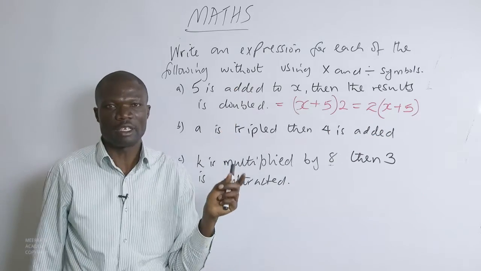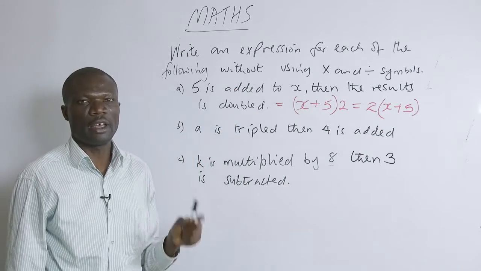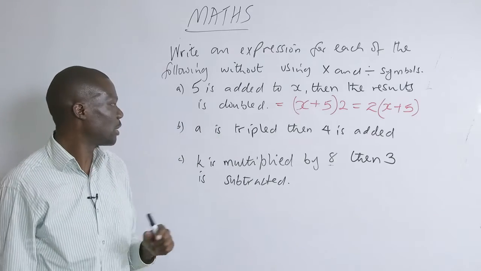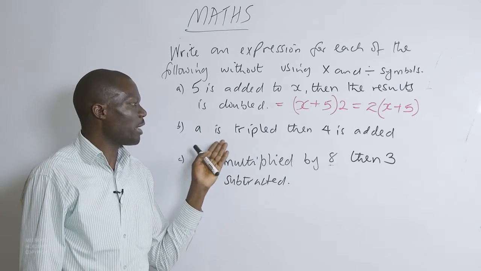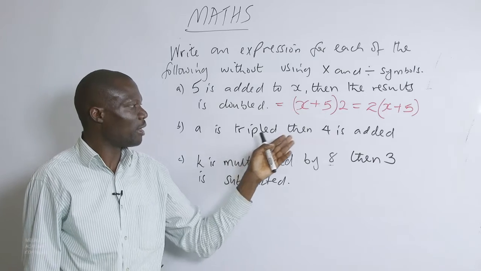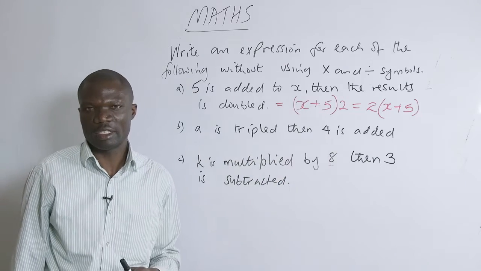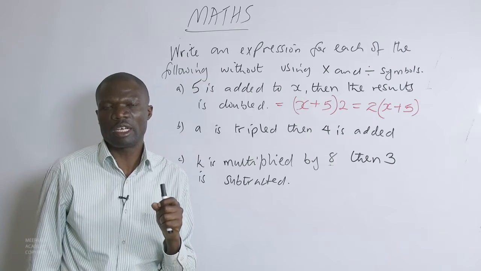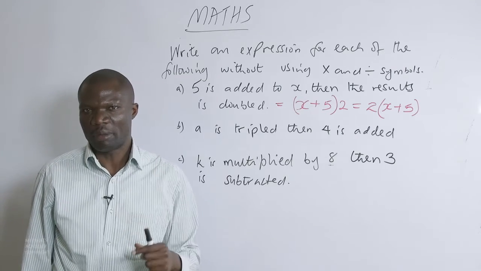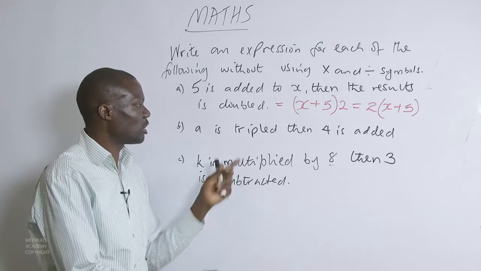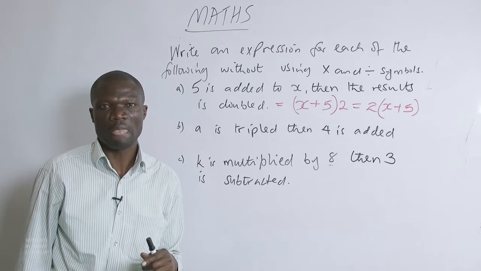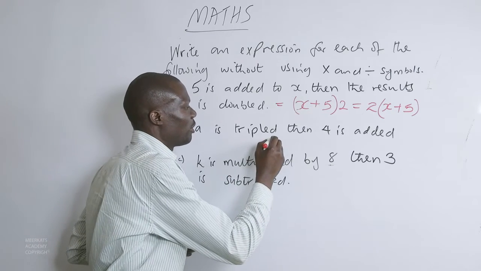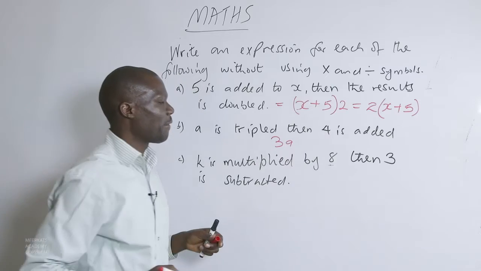That is the expression for the word description that we have looked at. The second one, A is tripled, then 4 is added. When we talk of A being tripled, we are looking at A multiplied by 3. That is what being tripled means. So in this particular case, if A is tripled, then we have 3A.